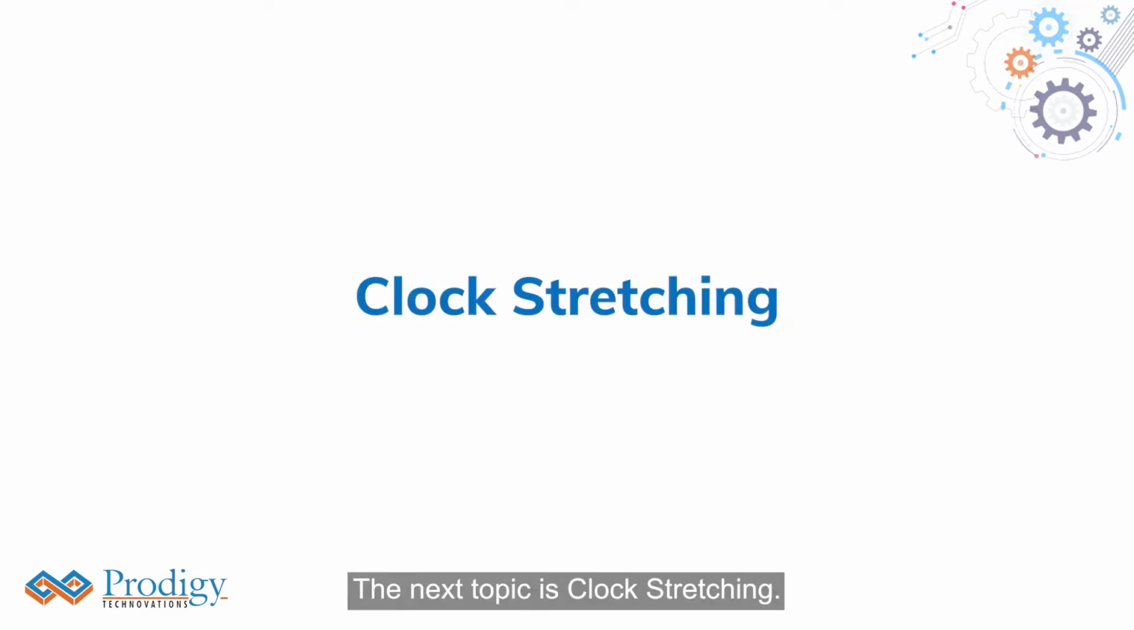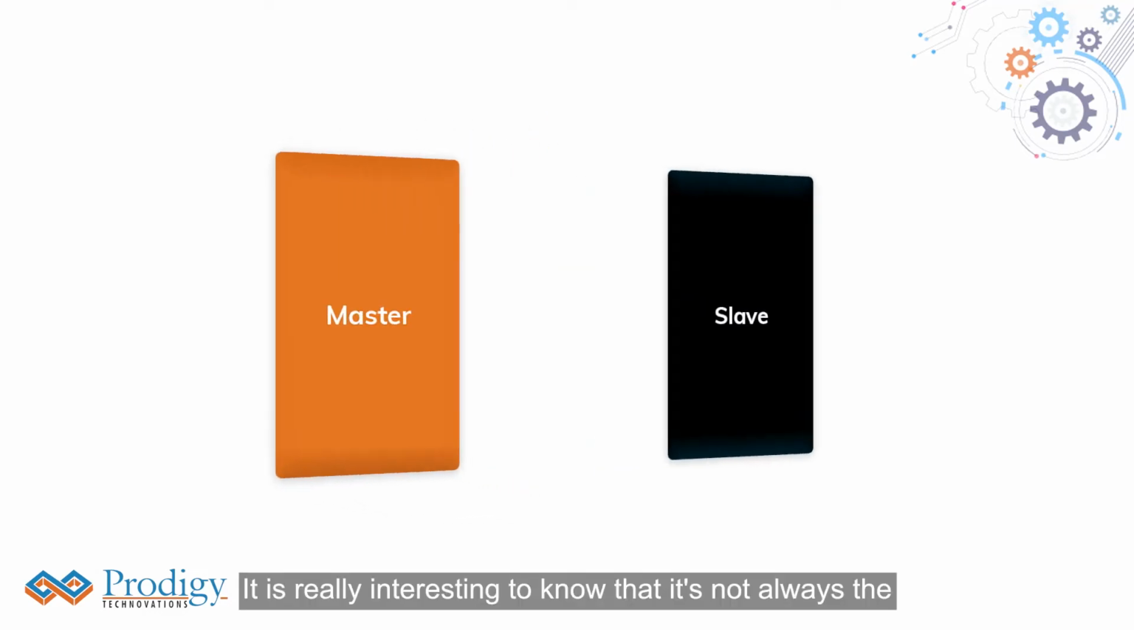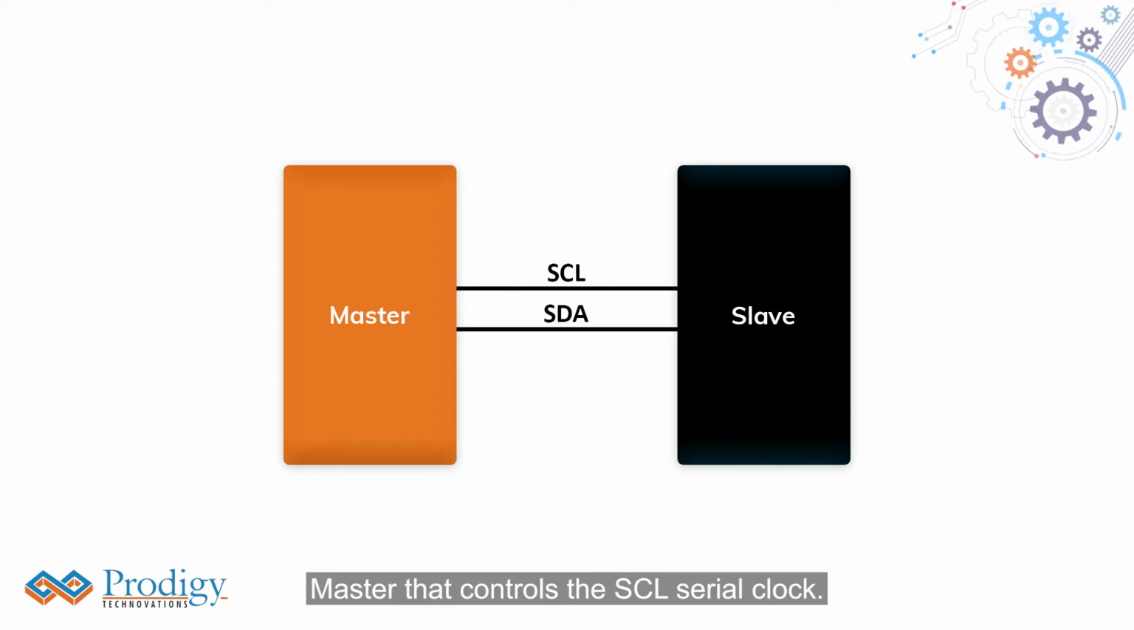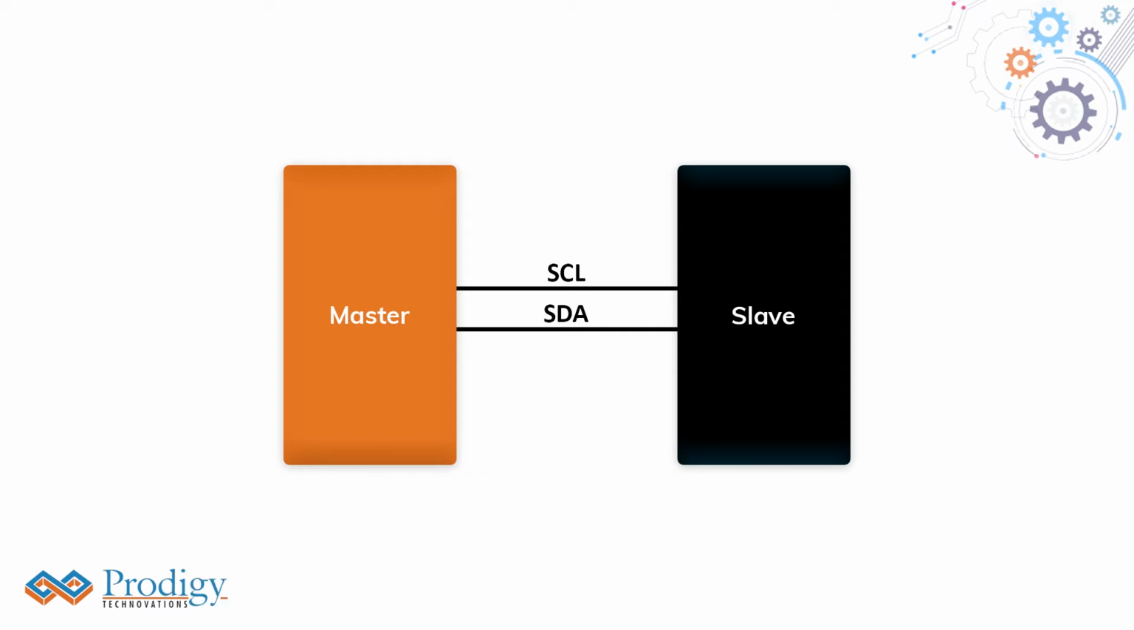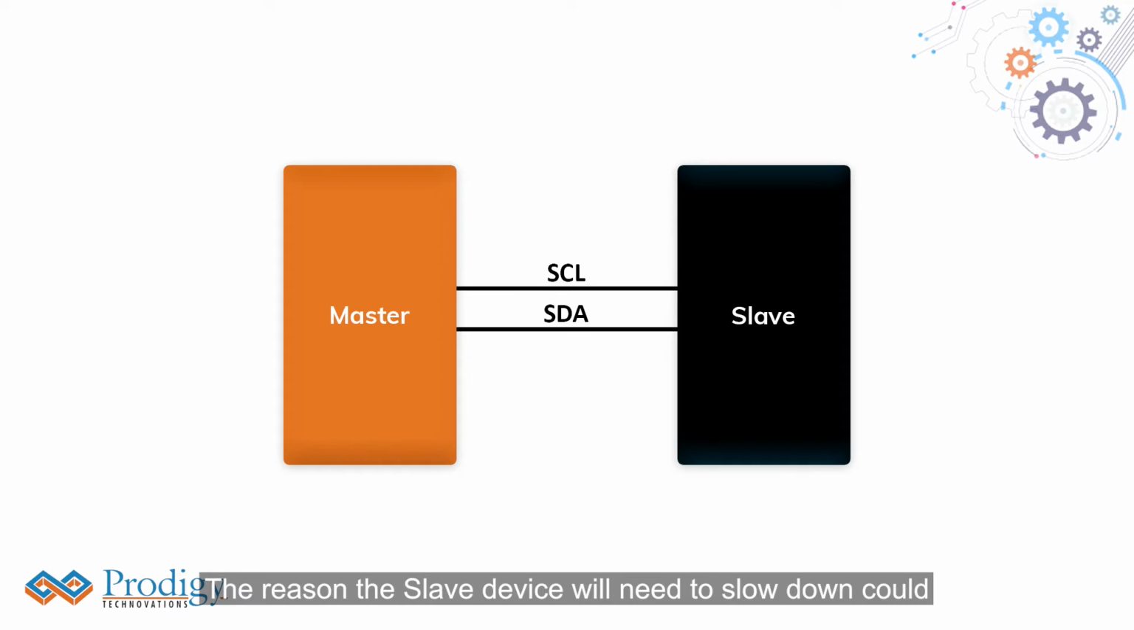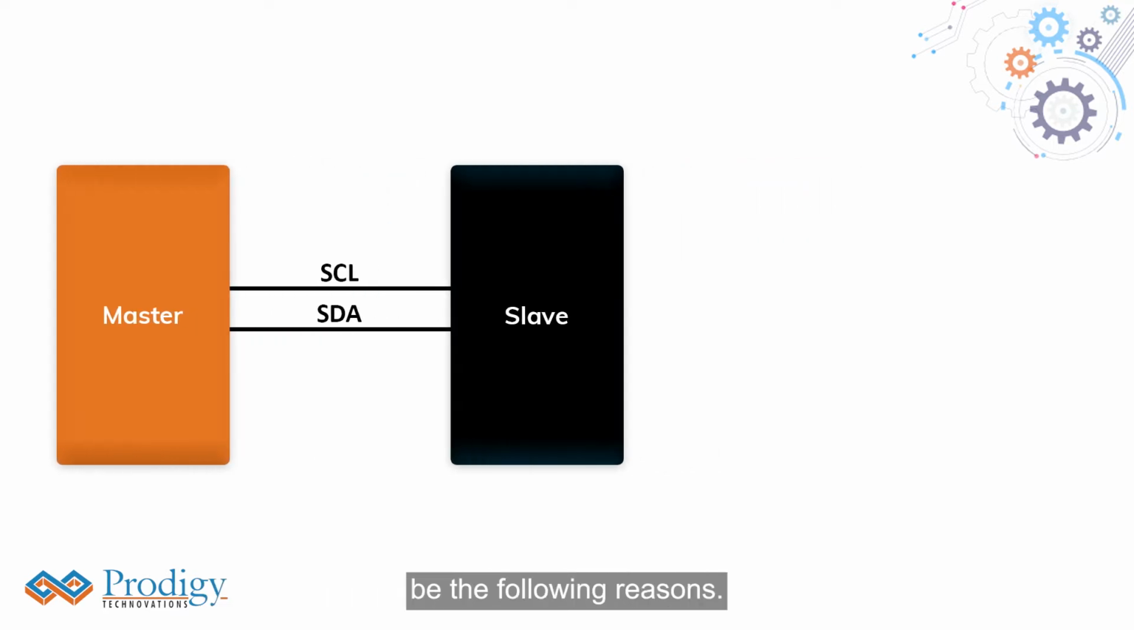The next topic is clock stretching. It is really interesting to know that it's not always the master that controls the SCL serial clock. In some cases, the slave device can slow down communication or data transfer. The reason the slave device will need to slow down could be the following reasons.